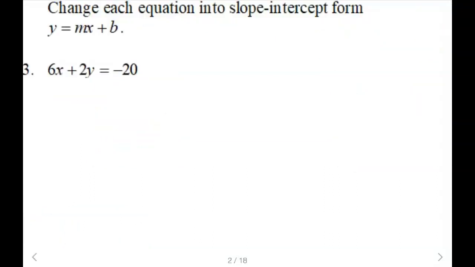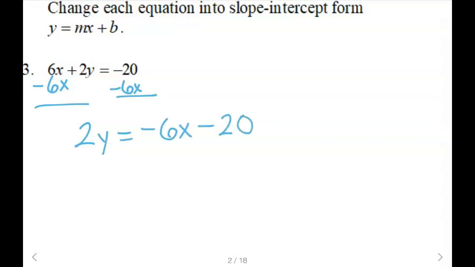Here we're trying to write it in slope-intercept form. So we need to get the y by itself, and then we need our x term, and then our constant at the end. To get rid of that positive 6x, we'll subtract 6x from each side. We want the x term after the equal sign. And so instead of writing negative 20 minus 6x, we'll write negative 6x minus 20.